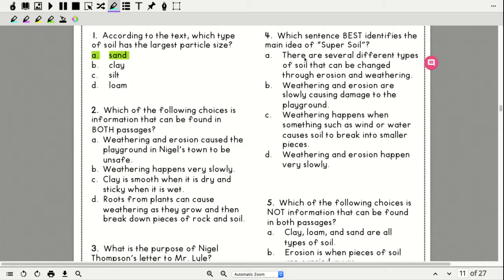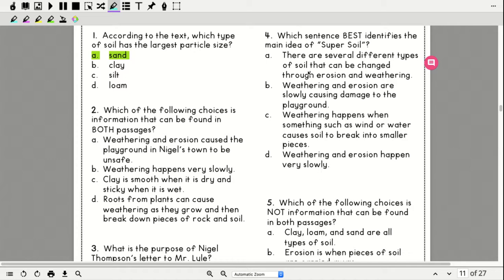Let's go over here to number four. Which sentence best, we have a big best there, identifies the main idea of Super Soil? So, A, there are several different types of soil that can be changed through erosion and weathering. B, weathering and erosion are slowly causing damage to the playground. C, weathering happens when something such as wind or water cause soil to break into smaller pieces. And D, weathering and erosion happen very slowly.